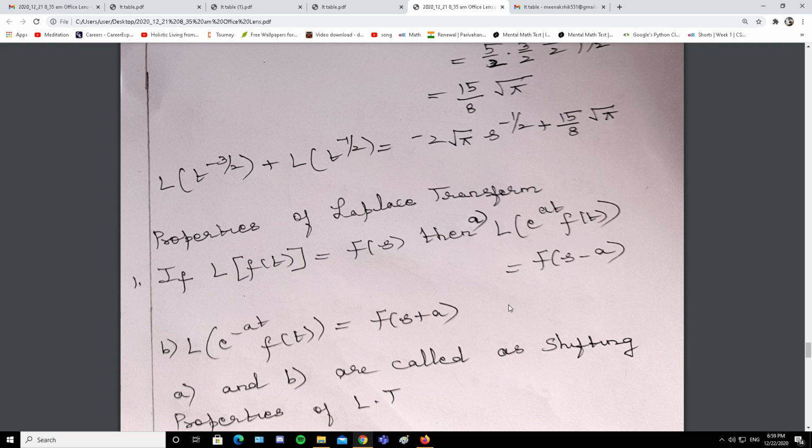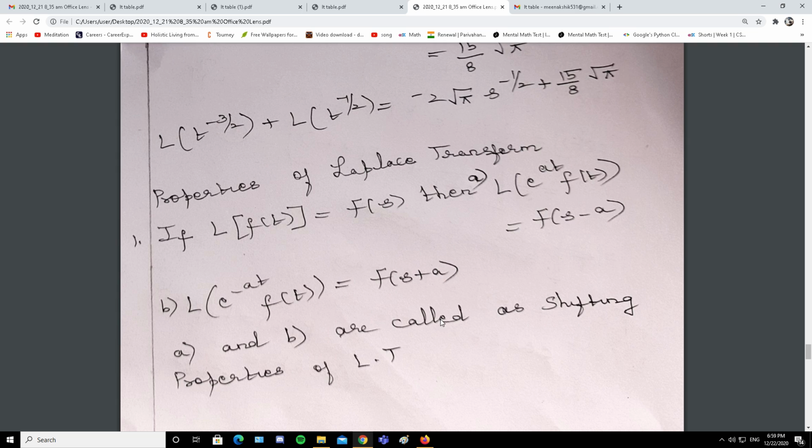What do you mean by this property? This gives you the Laplace transform when f of t is replaced by e power at f of t, and when f of t is replaced by e power minus at f of t. Or in other words, what happens when the frequency s is decreased to s minus a, and what happens when the frequency s is increased to s plus a. These two are called the shifting properties of Laplace transform. We have learned the shifting property in Fourier transform also.